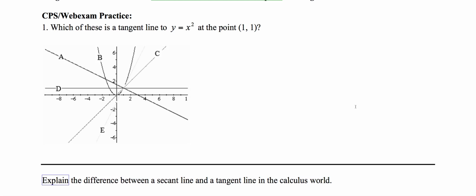So in your notes, I'd like you to please explain the difference between a secant line and a tangent line in the calculus world using your own words.